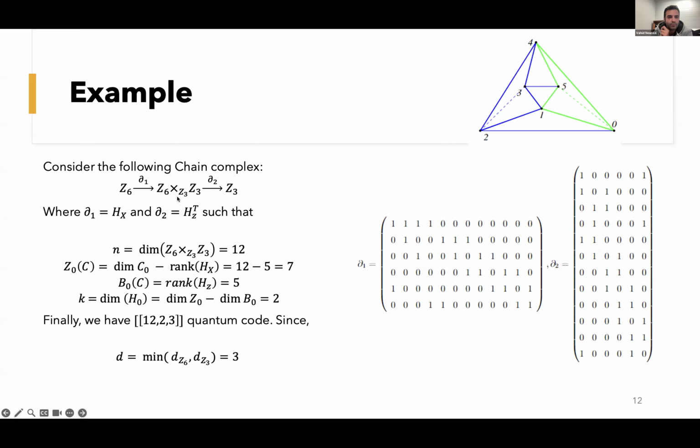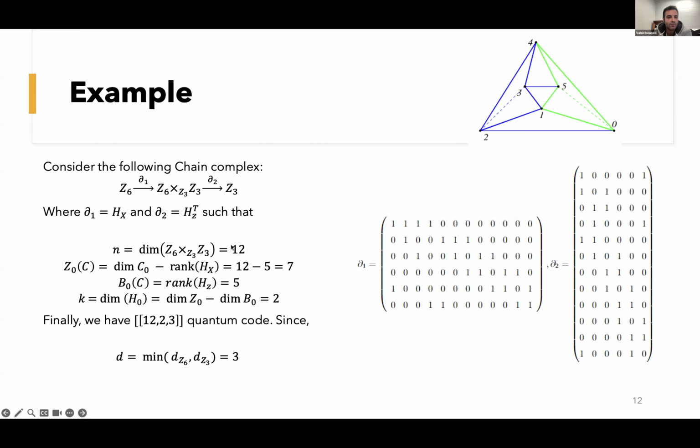Using this balanced product, we have this graph for this construction. That is, we define delta 1 and delta 2 as here. As I mentioned before, delta 1 is HX and delta 2 is HZ transpose. From the definition of the quantum code from the chain complex, the number of qubits is the dimension of the main category, that is 12.